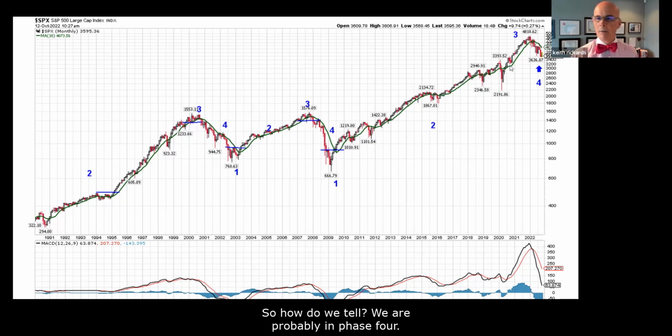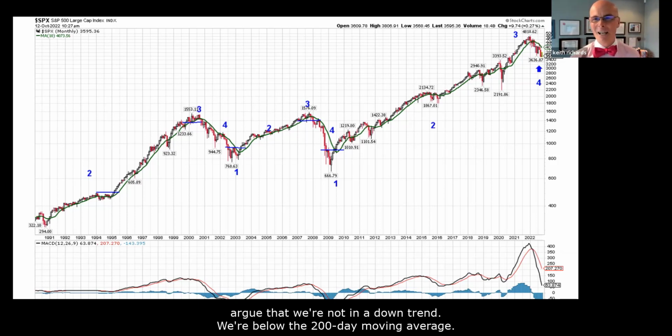We are probably in phase 4. We're in a bear market where we're in a downtrend. Anybody that wants to argue with me on that, I think I'll win that argument. And I don't think any of you are willing to argue that we're not in a downtrend. We're below the 200-day moving average. We're making lower highs and lower lows. What more do you want? We're in a downtrend. The question is, when does phase 1 come in?